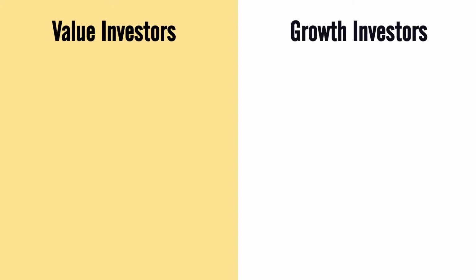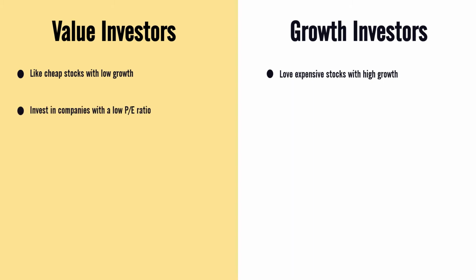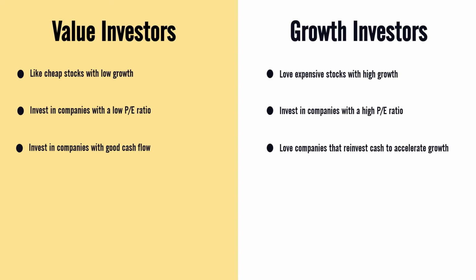Now, let's talk about value investors and growth investors in detail. Value investors like cheap stocks with low growth, while growth investors love expensive stocks with higher growth. Value investors love companies with a low price to earnings ratio, meaning how many dollars are you going to pay for every $1 in earnings. Growth investors like to invest in companies with a high price to earnings ratio. We will talk about price to earnings ratio in detail when we get to valuation methodologies. For value investors, cash is king and they love companies with a ton of cash flow, while growth investors love companies that reinvest their cash to grow even faster.